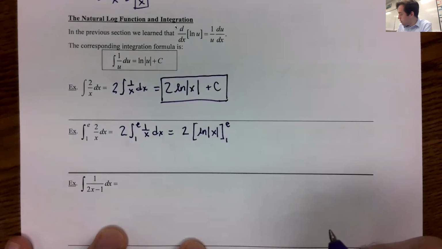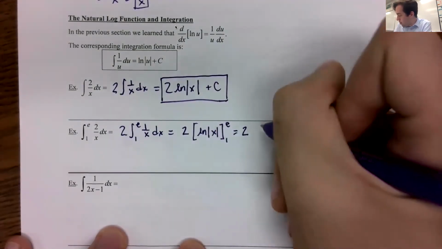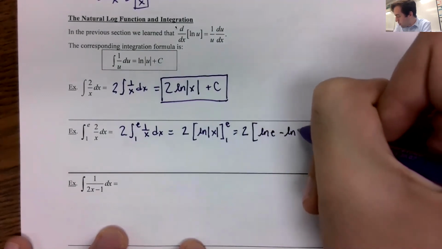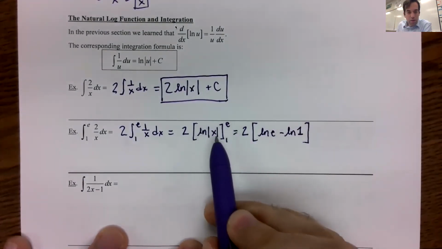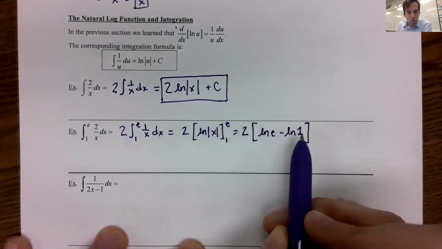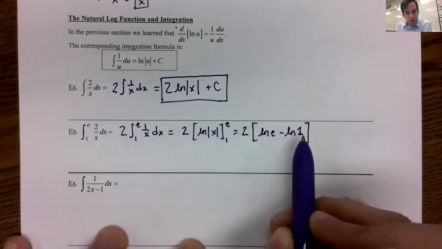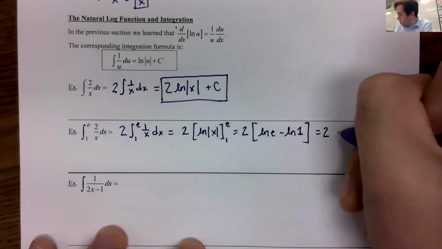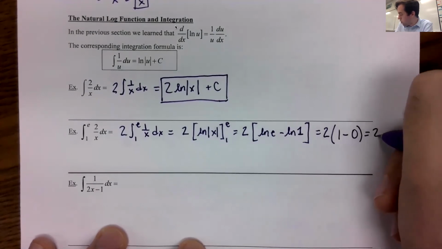And let's see, what am I doing here? So I'm going to keep the 2 out this time, and I'm going to plug in the natural log of e minus the natural log of 1. I don't need the absolute value bars anymore because e and 1 are both positive already. So the absolute value of e is just e, and the absolute value of 1 is just 1. So if I think this through, natural log of e is 1, and the natural log of 1 is 0. So we have 2 times 1, which is 2.